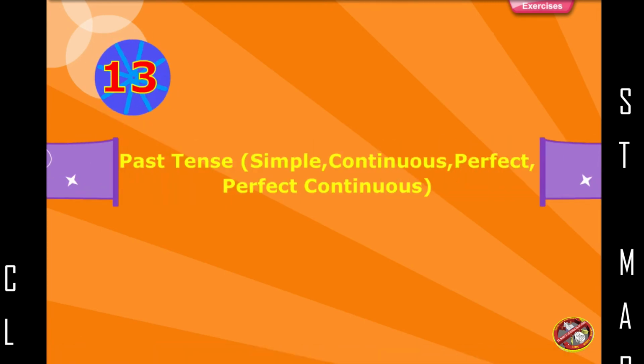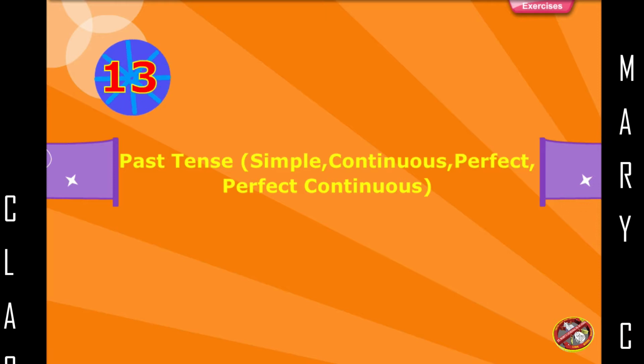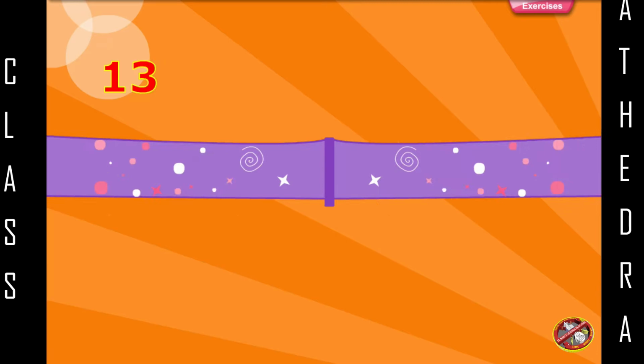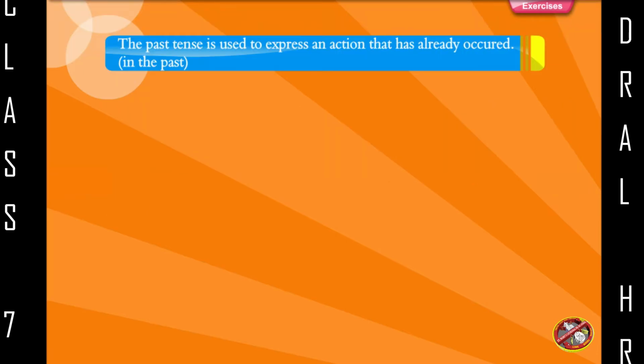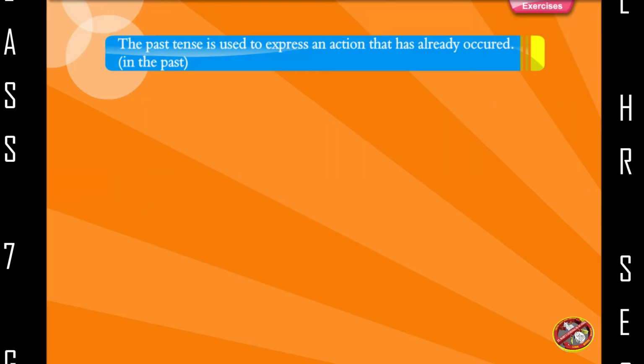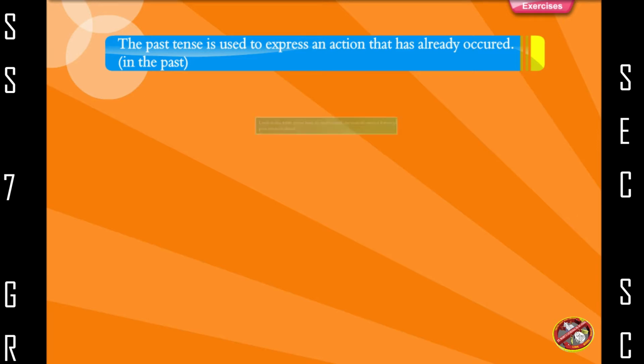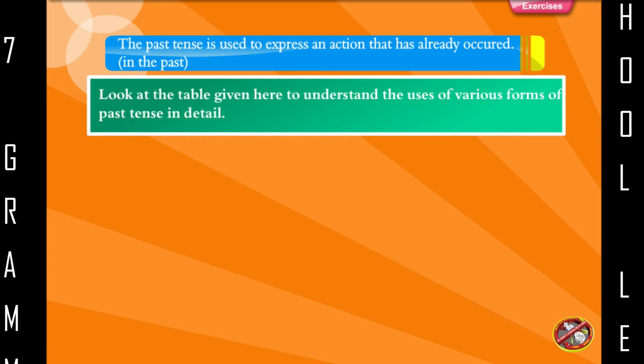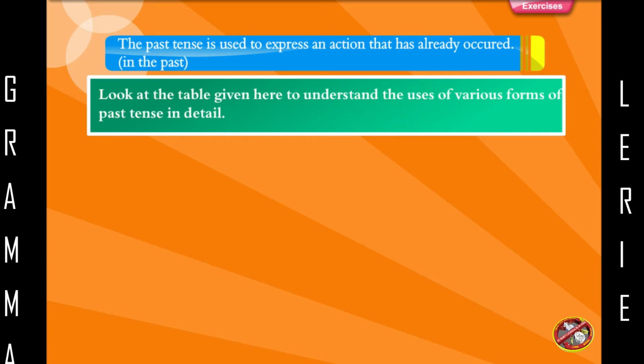Chapter 13. Past tense. Simple, continuous, perfect, perfect continuous. The past tense is used to express an action that has already occurred in the past. Look at the table given here to understand the uses of various forms of the past tense in detail.